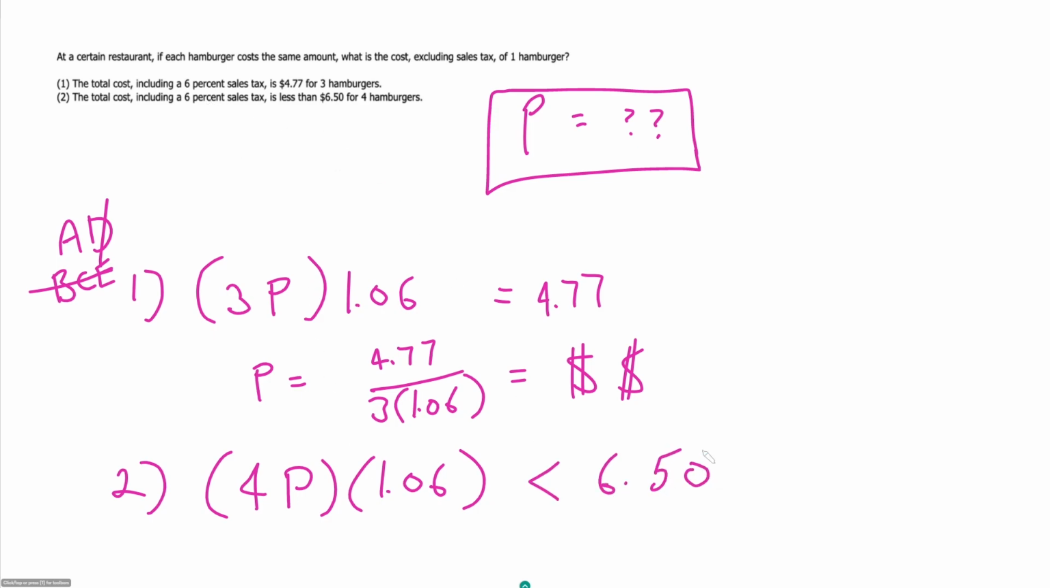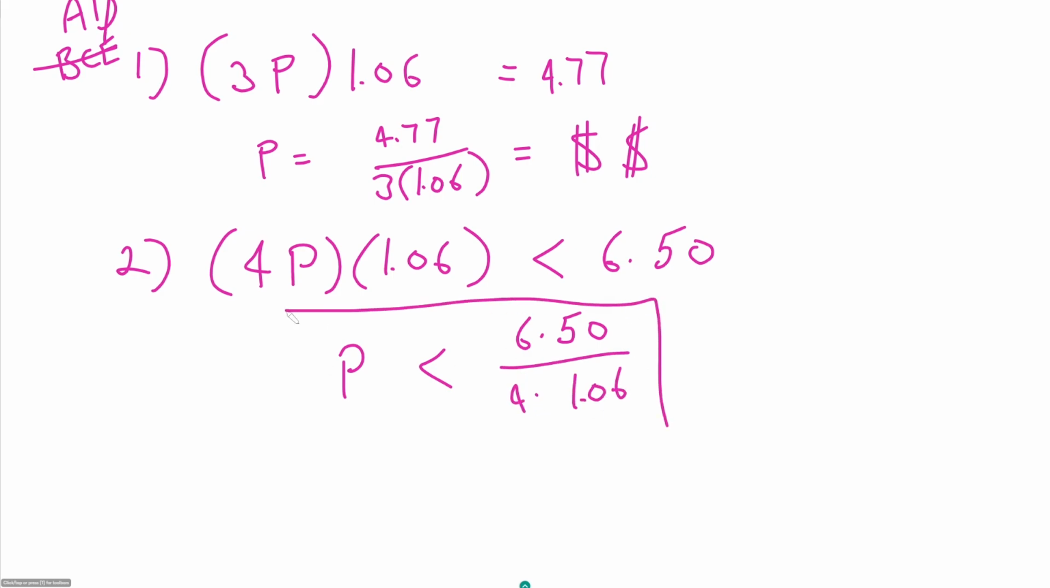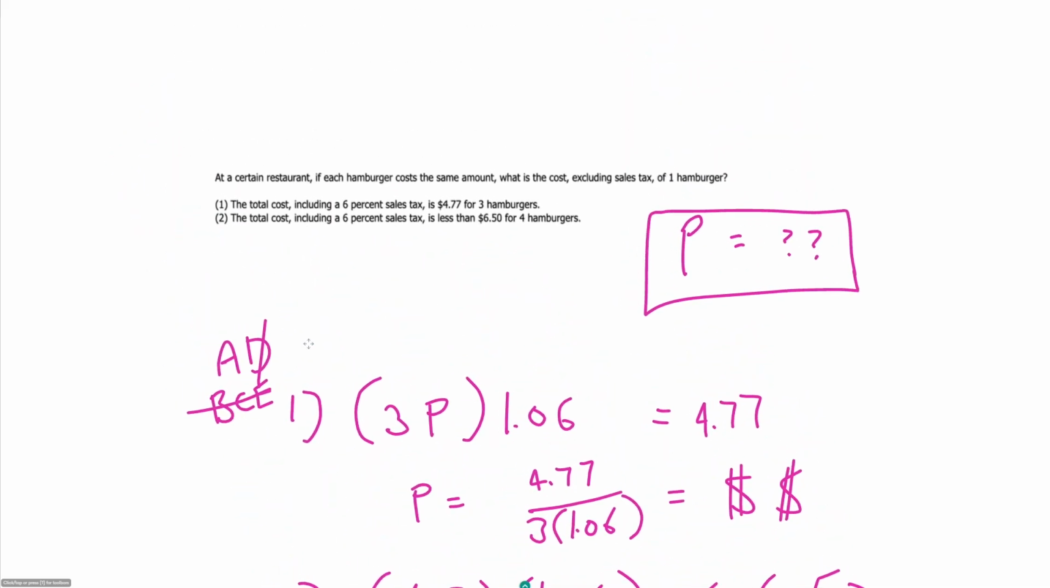And so if I were to solve this inequality for P, it's just going to tell me P is less than some value. And I don't know what that value is. And so I don't need to solve for this. But the fact that it's just going to give me a range of values for P is enough to say this is insufficient. A.